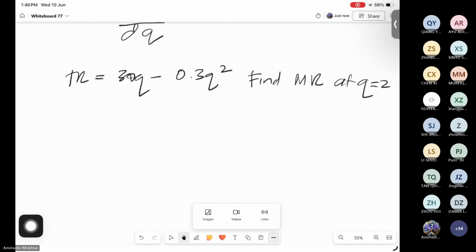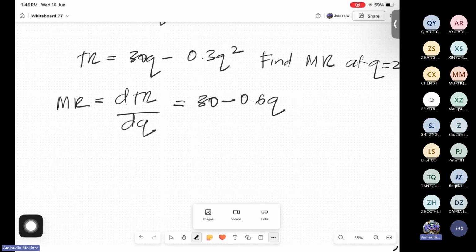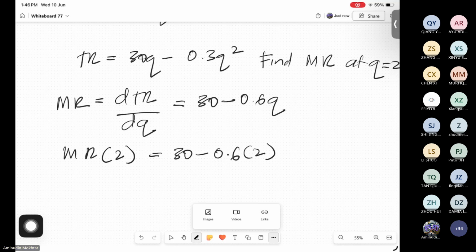So first, in order to find MR, what is MR? MR is equal to dTR divided by dQ. So this is equal to 30 minus 0.6Q. Okay, this is the equation of MR. So when Q equal to 2, what is MR? MR equal to 30 minus 0.6 times 2.